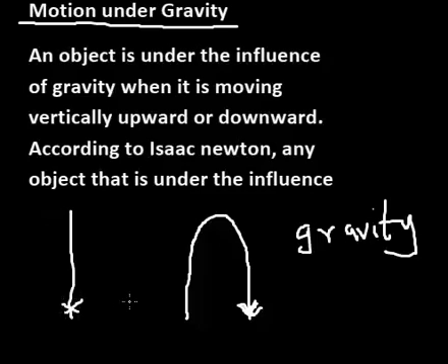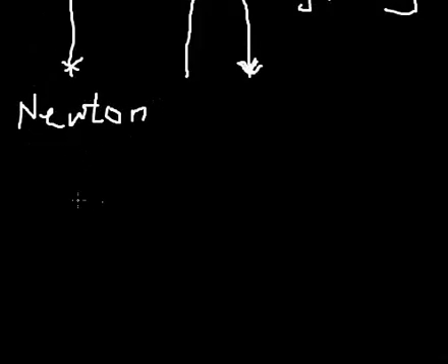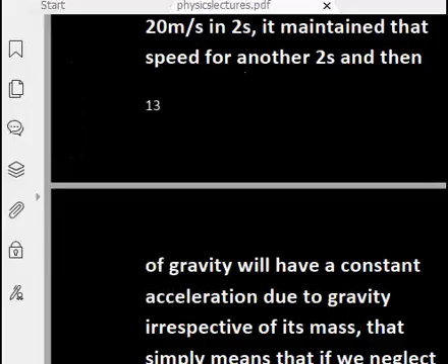So now we are looking at the motion under the influence of gravity. Now I'm going to talk about it using the view of the man known as Newton, Isaac Newton. According to Isaac Newton, though he stated that every object that goes up will always come down, he also said that anytime an object is under the influence of gravity, I think I got the note here.